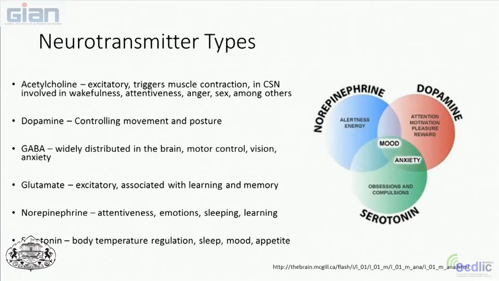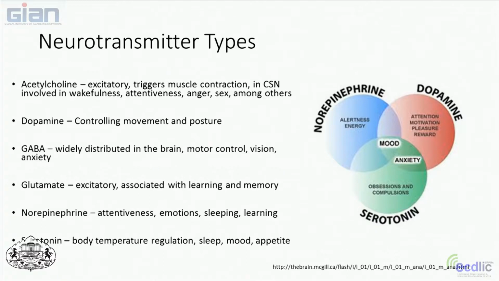So you might ask, what are these neurotransmitters? What types of neurotransmitters do we have? And I think you probably heard some of these words before. The type of neurotransmitter depends on what type of system the brain is using. So here's some examples. Acetylcholine is a big transmitter that is involved in muscle contraction. So this is involved when muscle signals are sent through the nerves into the muscles. And acetylcholine is also involved in wakefulness, attention, anger, sex, and other things. So it's an excitatory type of neuron that propagates sort of a muscle or a movement signal.